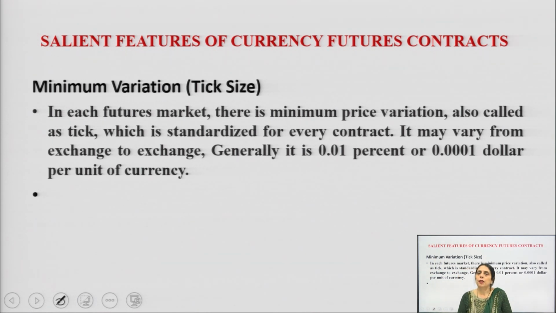The next feature of the currency future market is the minimum variation. It is also known as the tick size. There is a minimum change in prices, a price variation, in different currencies. Minimum price variation, also called the tick size, is standardized for every contract, and it varies from exchange to exchange, and generally it is 0.01% or 0.001% of a currency.